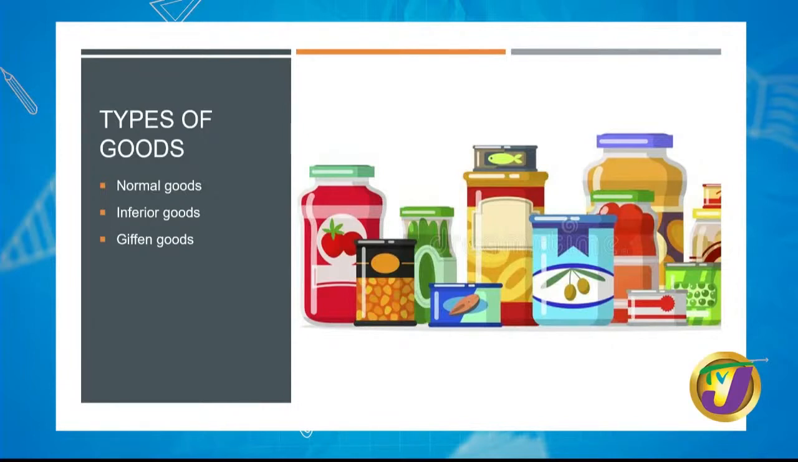Now, we're going to look at the types of goods. I mentioned earlier that there are different types of goods. In this example, I'm just going to look at three popular types of goods. They are normal goods, inferior goods, and giffen goods. And if you were listening carefully, you would have heard me mention normal goods specifically. So what is a normal good in the economic sense?